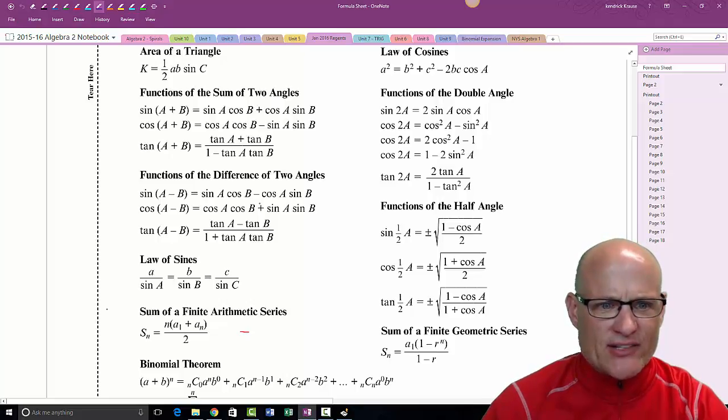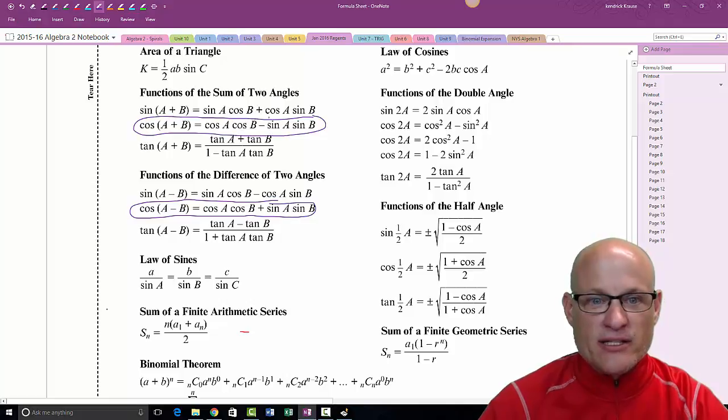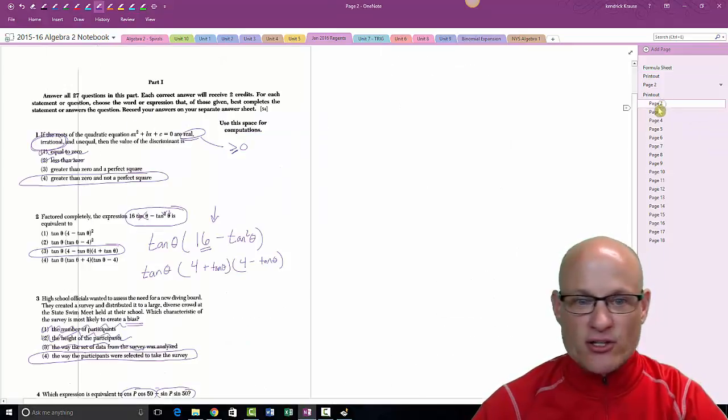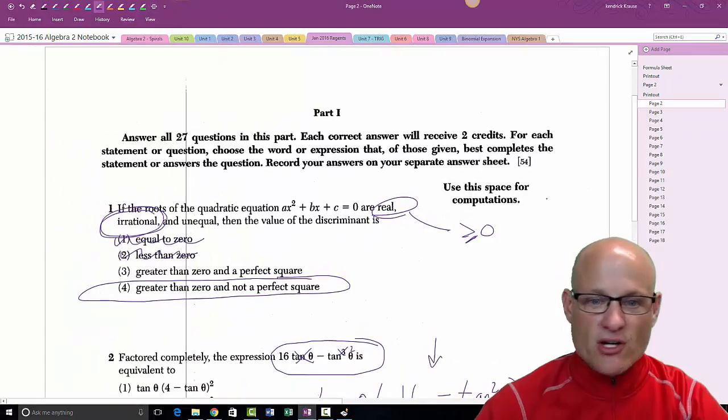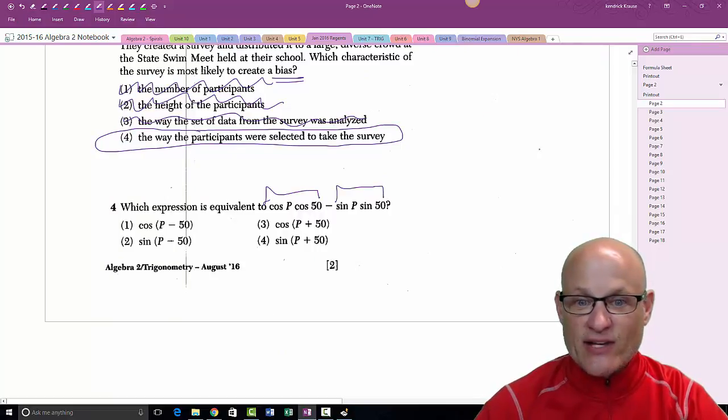Cosine cosine sine sine is the law of cosine. So it's either this one or it's this one. Now, if I remember correctly, it had a minus sign in between. Let's take a look. See how it's got a minus sign in between? So it's cosine cosine minus sine sine.